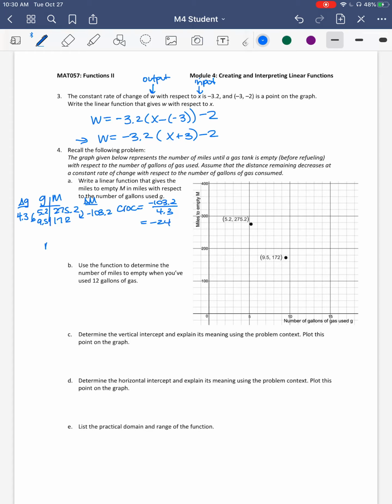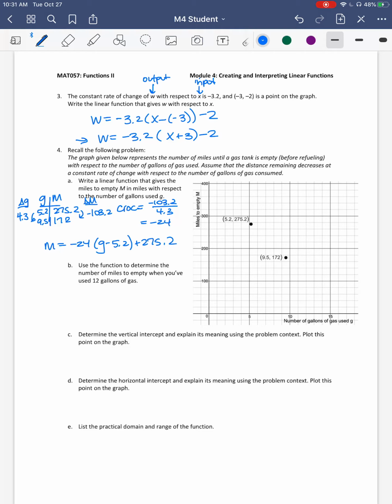So then I just need to pick one of my 2 points as my reference point. If I pick the first one, I would write the formula like this. Like that. So that is my formula.